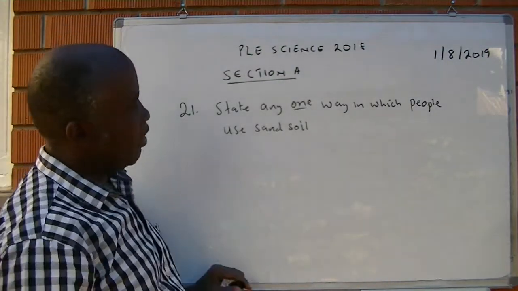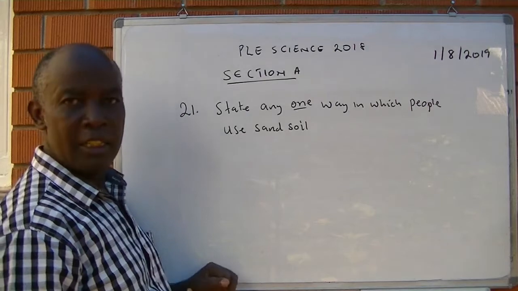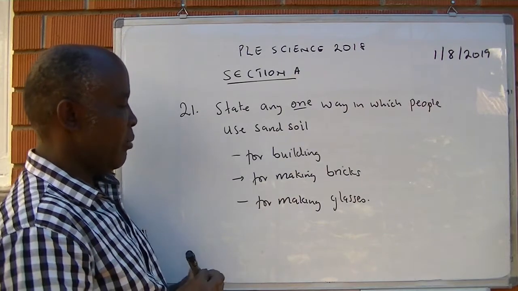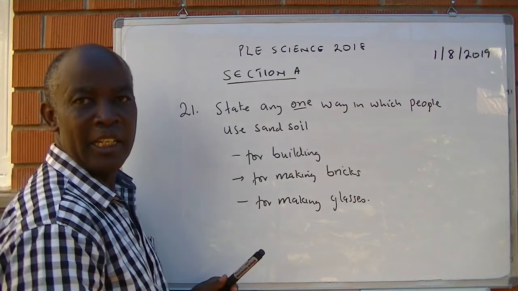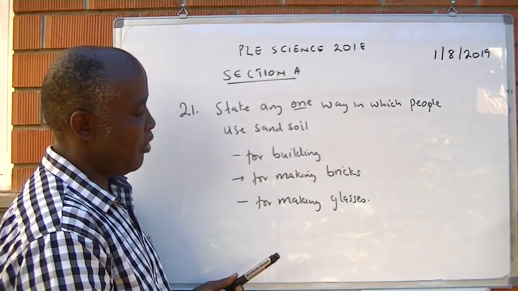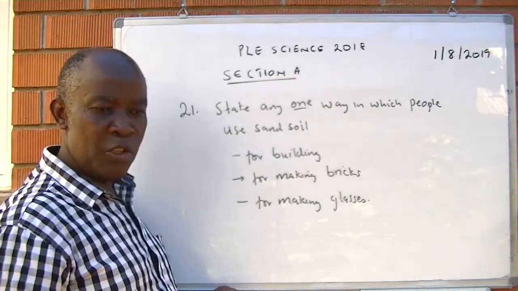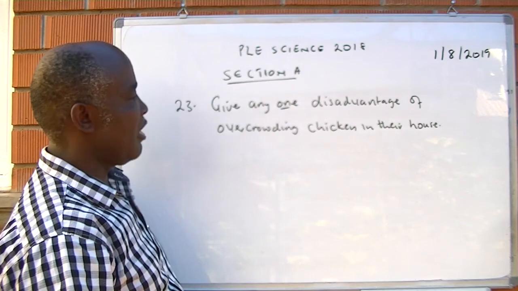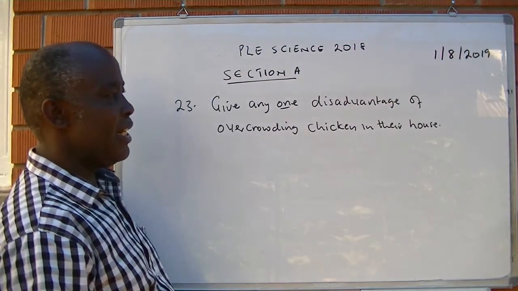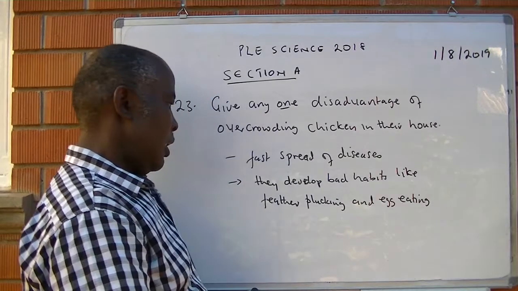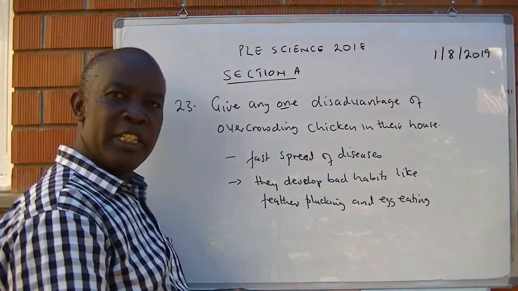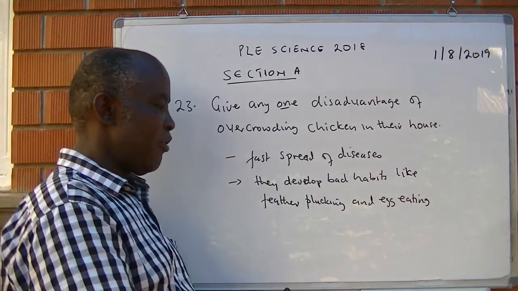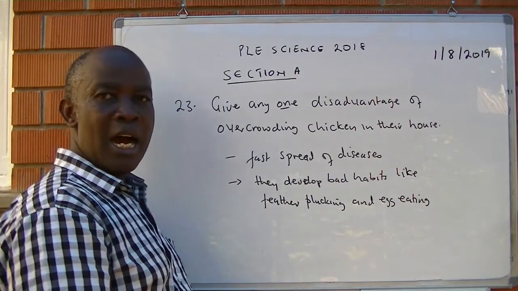Number 21, state any one way in which people use sandy soil. For building, for making bricks, for making glasses. Glasses are made from sand and caustic soda. Number 23, give any one disadvantage of overcrowding chicken in their house. First, spread of diseases. 2, the chicken develop bad habits like feather plucking and egg eating.